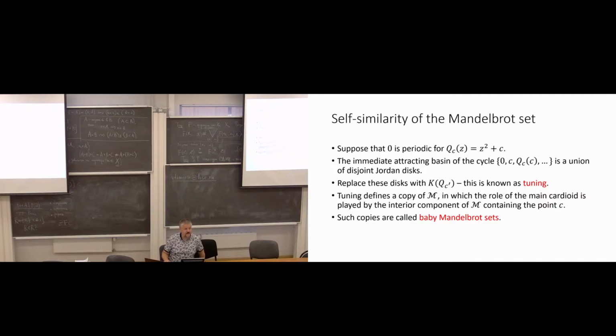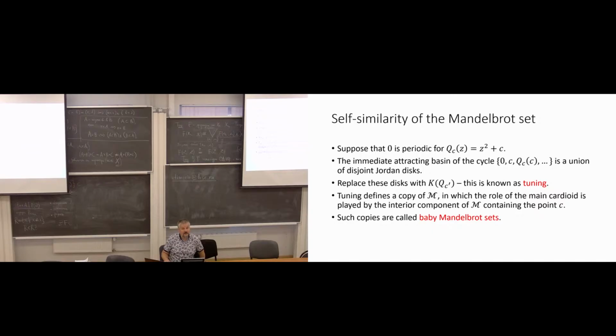Now, in these disks, what you can do is the so-called tuning. Instead of a disk, you can put some lamination there and collapse all chords and polygons of this lamination. And in this way, you will get another picture. Whether this picture is realized by some complex polynomial is an issue, but it often happens that the picture is realized by a complex polynomial, and it can be shown that tuning defines a copy of the Mandelbrot set.